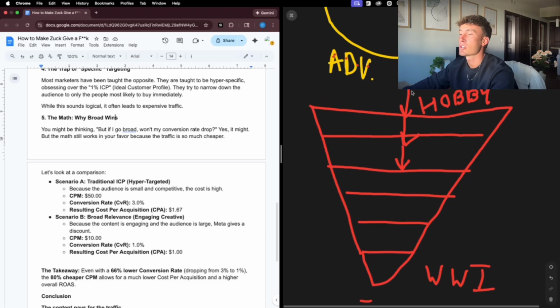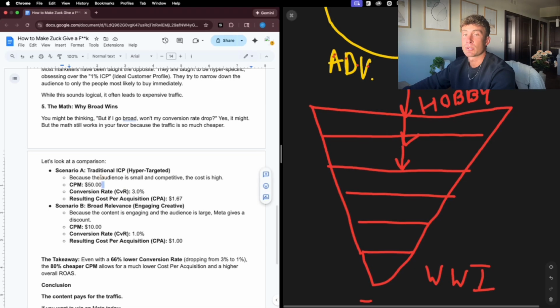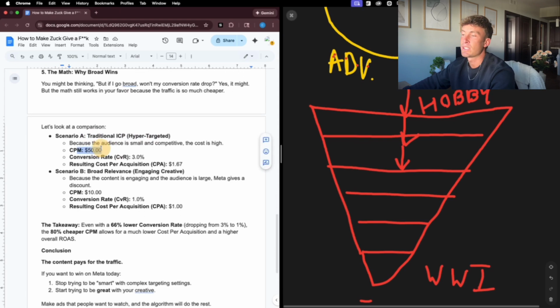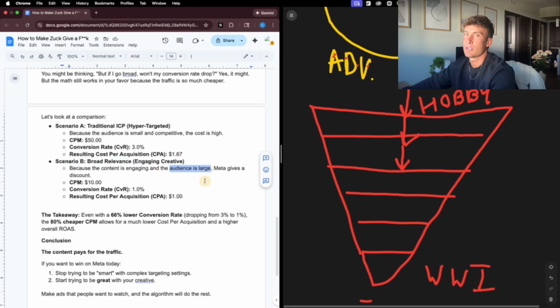When you're running a traditional ICP ad or hyper targeted direct response ad, and you have a $50 CPM with a 3% conversion rate, your resulting CPA would be $1.67, just for example numbers. Scenario B, you have broad relevance with engaging creative, okay? Because the content is engaging and the audience is huge, hitting multiple sub communities, they will give you a discount. Say your CPM is $10, and your conversion rate is 1%. Most of us would say, holy shit, 1% conversion rate, that's terrible. It is, but let me show you why it doesn't even matter.